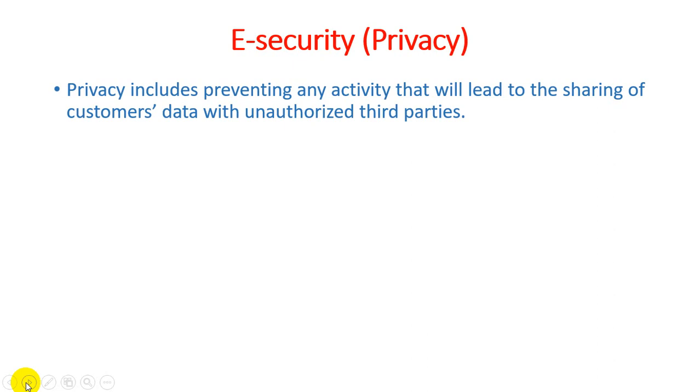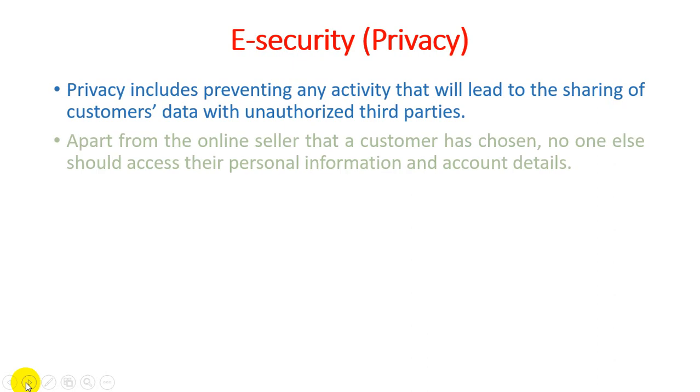Privacy includes preventing any activity that will lead to the sharing of customers' data with an unauthorized third party. Whenever we discuss privacy, we are always talking about information. So if we can secure a customer's data, in the form of basic information and banking details, then we will achieve the first parameter of e-security, which is privacy.